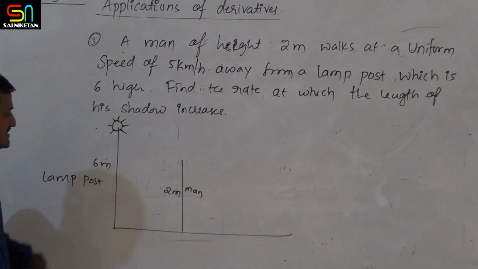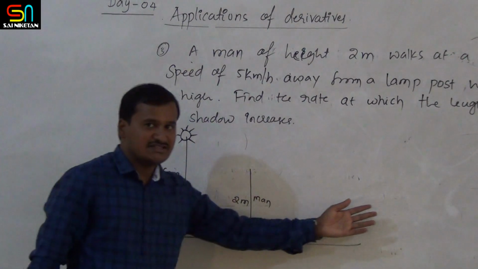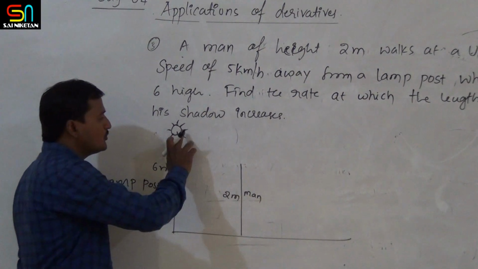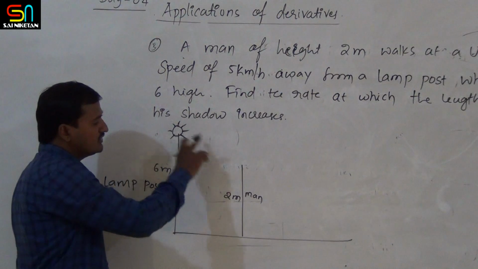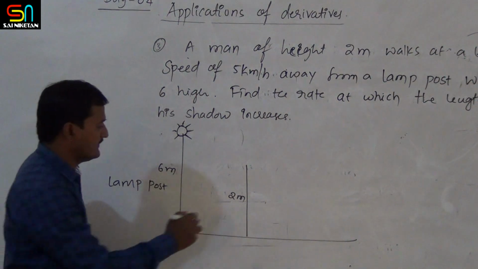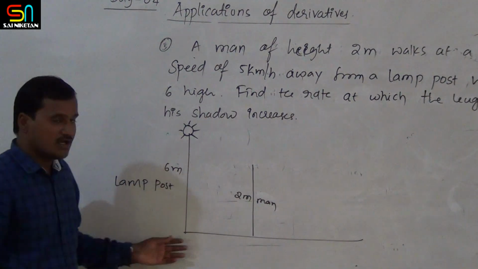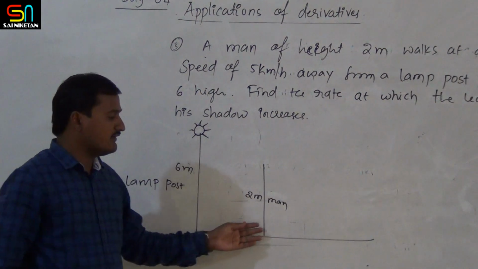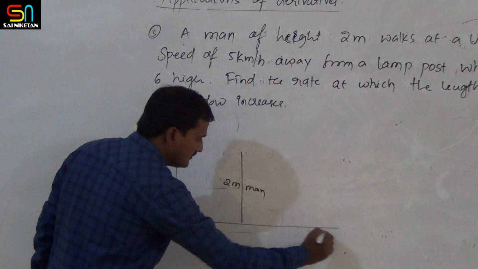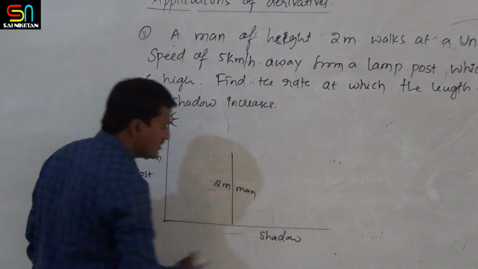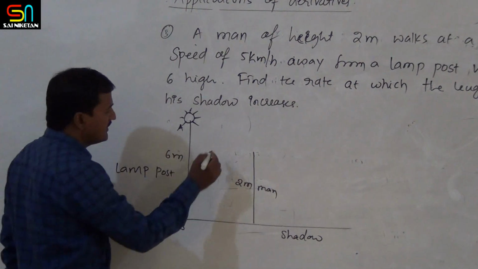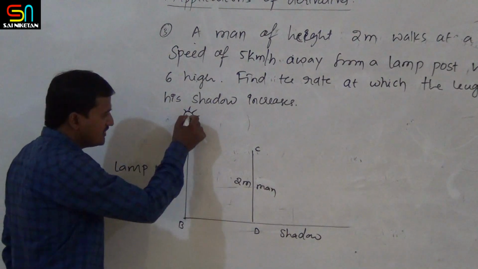So this man is moving away from the lamp post. He is moving away from the lamp post, so the shadow shows on the ground here. So this is the shadow of the man. Here I will write this as A, this as B, and here it is C and D. So I will join like this.